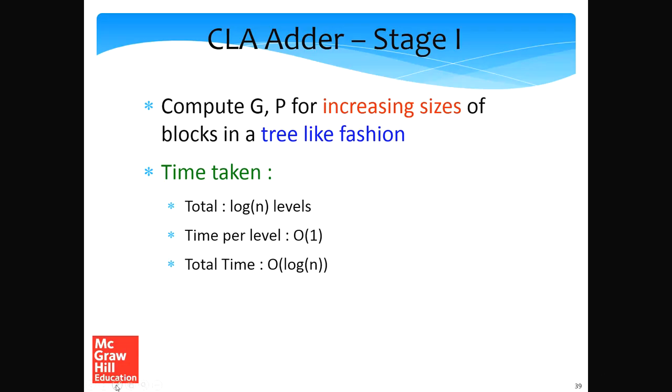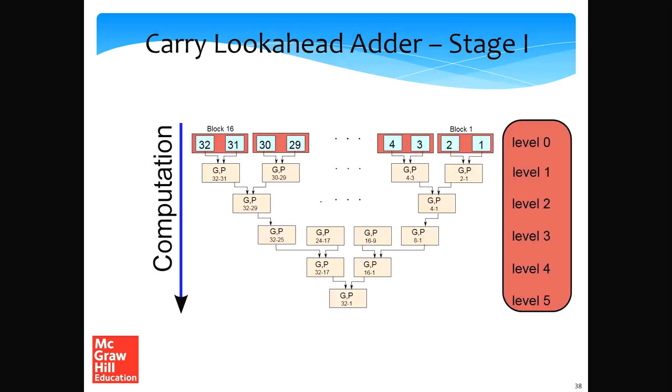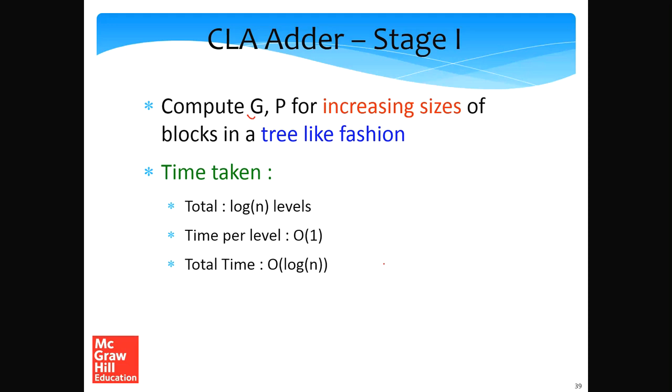Let us just summarize the results of stage 1. In the carry lookahead adder of this stage, we compute the generate and propagate (GP) functions for increasing sizes of blocks in a tree-like fashion. Going to the previous slide, we initially do it for small blocks of 2-bit pairs, 4-bit pairs, 8, 16, and 32. So assuming that there are n bits that we want to add, there are a total of approximately log n levels, log n to the base 2.